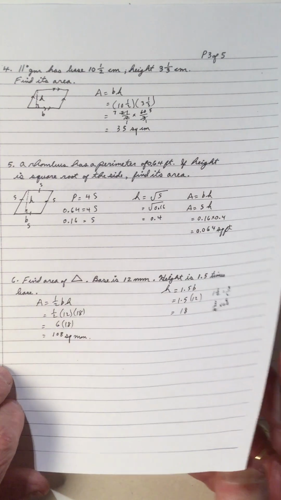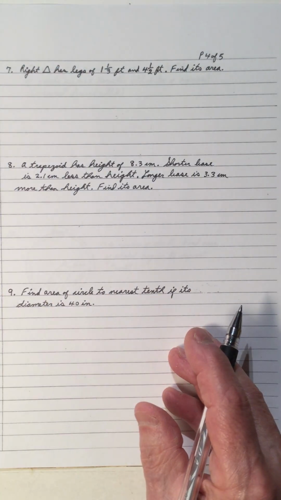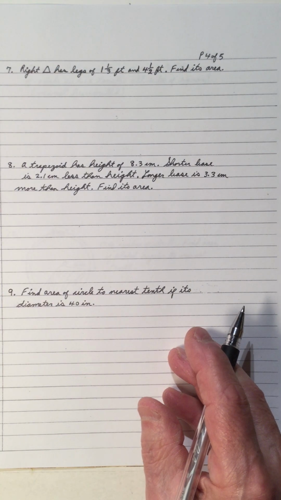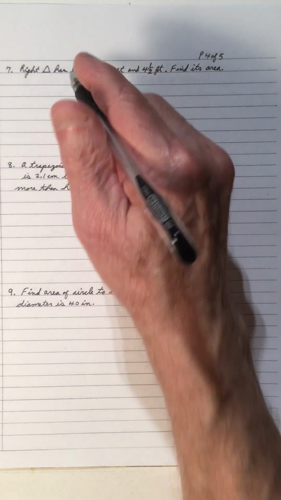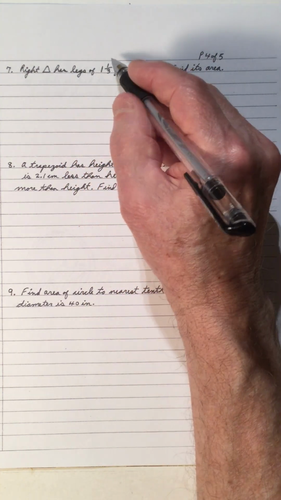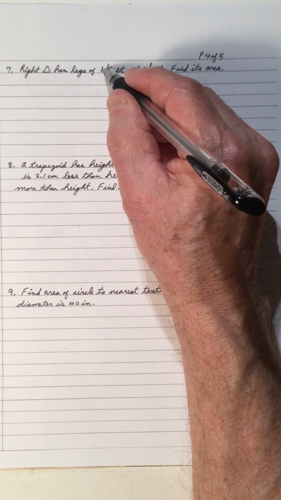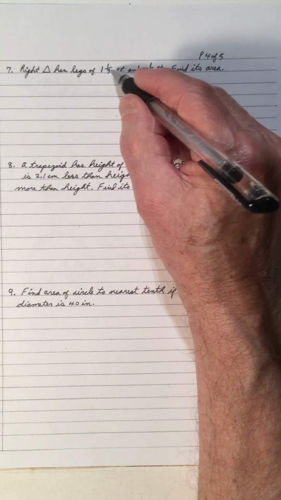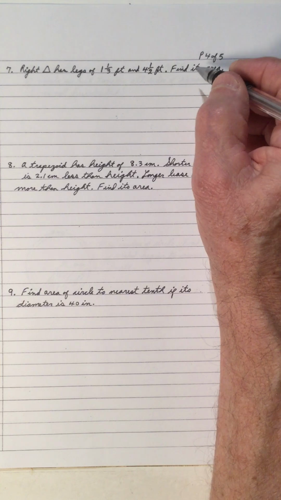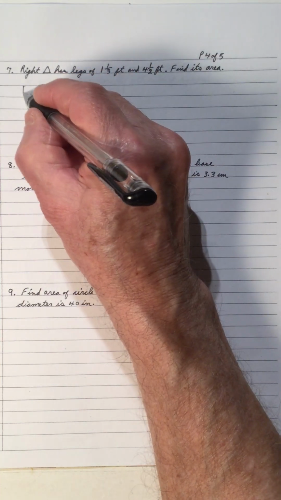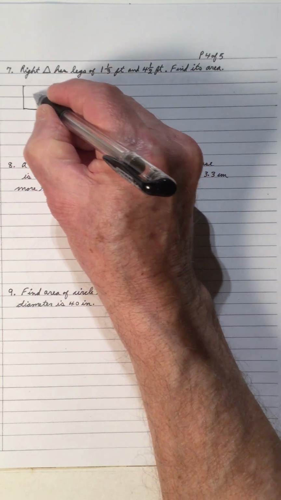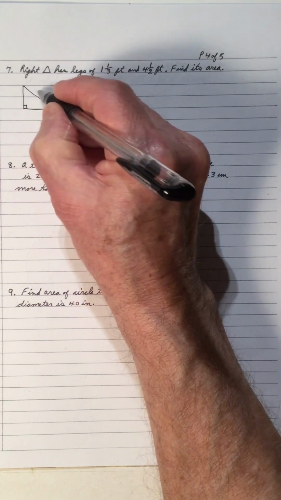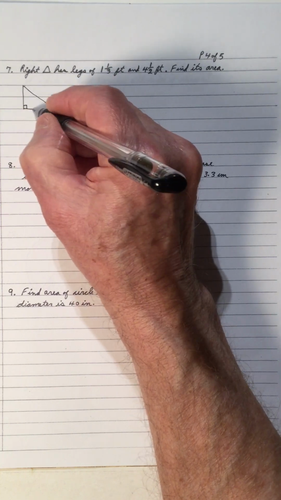So we just keep reviewing, again designed to help you understand. Number 7, a right triangle has legs of 1 1/3 feet and 4.5 feet. Find its area. So what we have is a right triangle. There's the right angle. This is the hypotenuse, and these are the two legs.